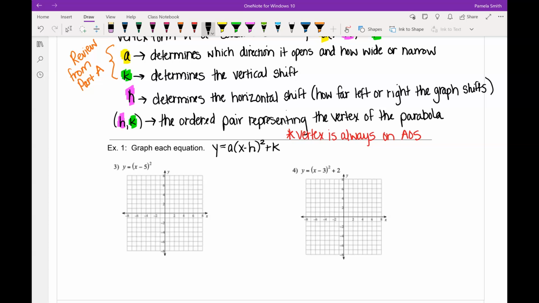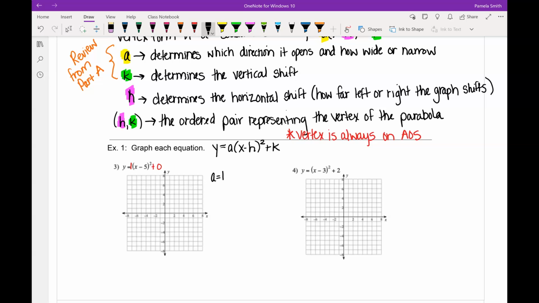A will tell us what direction it opens. H and k will give me the ordered pair for the vertex, and will also tell me where the axis of symmetry is. That's going to become important as we do this. So the first one, y equals the quantity x plus 5 squared. Couple things. Remember, if there's nothing out here, it's like there's a 1. And if there's no plus or minus number, we can just say it's like saying plus 0. That way we still have an a, an h, and a k.